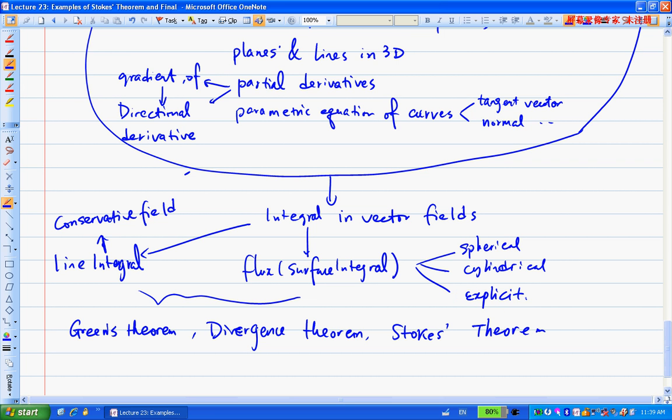Okay, right. There's implicit, and there's another one: parameterizing the surface, within lecture notes that I didn't include here. Okay.